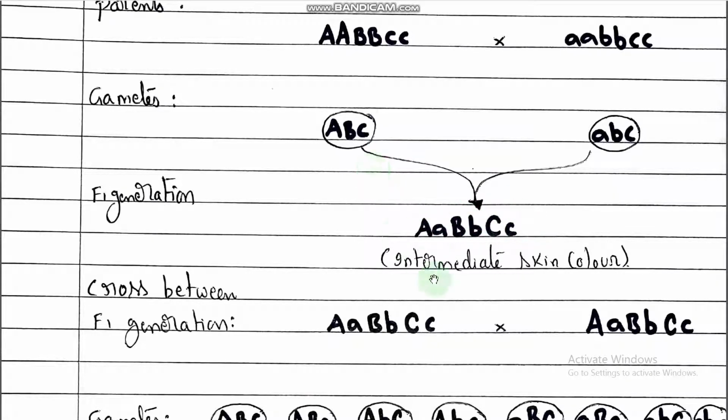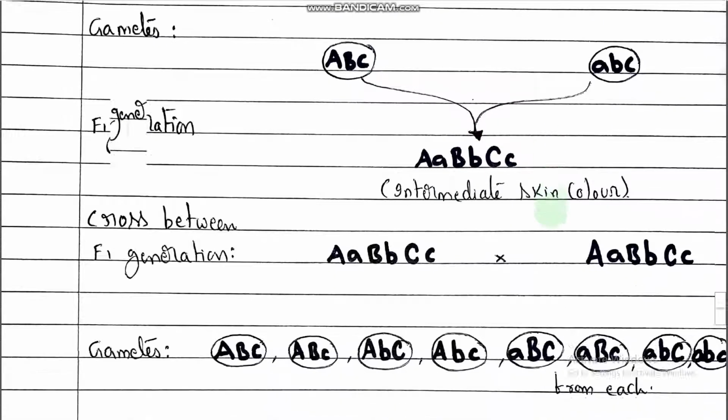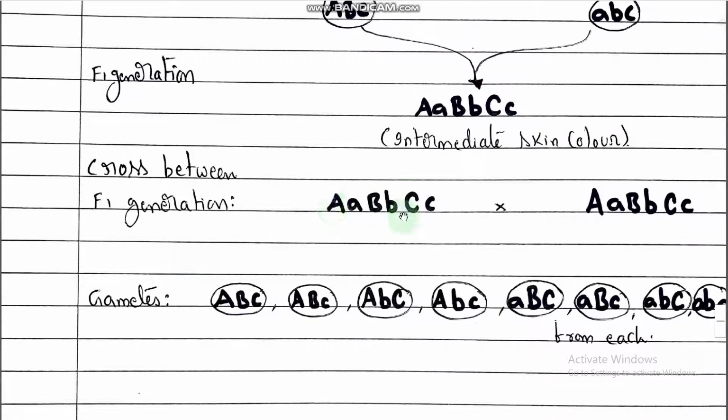So intermediate skin color means mixed. Capital A, small a, capital B, small b, capital C, small c. Okay, these people are intermediate skin color. So cross between F1 generation. Capital A, small a, capital B, small b, capital C, small c. F1 into F1. So what gametes are formed from each F1 parent?